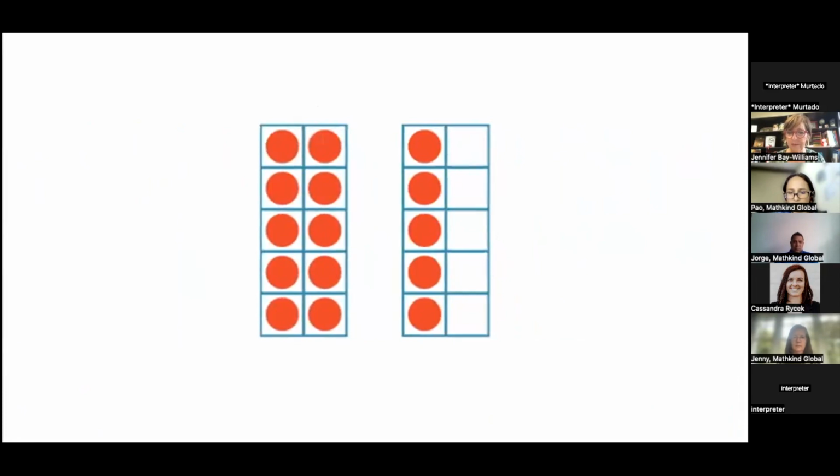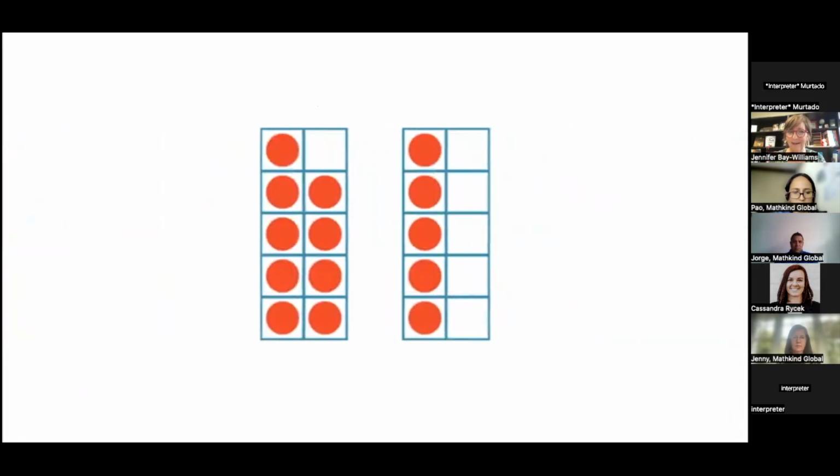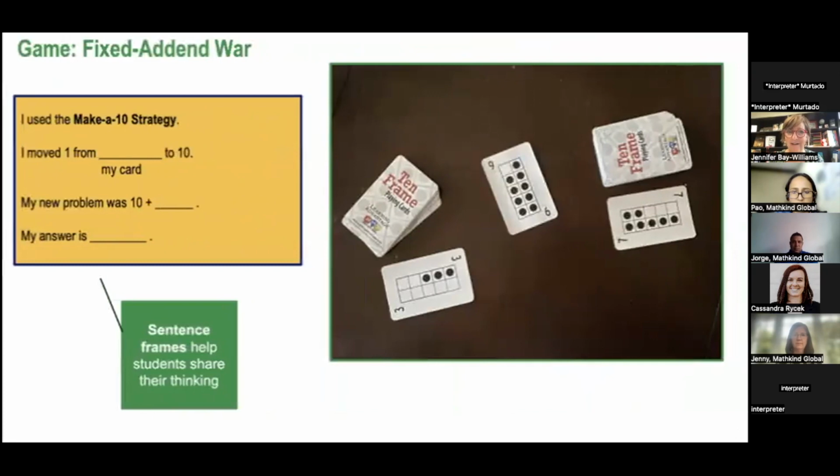So here's one. So we have 10 plus 5, and then 9 plus 5. And then they've made sense of the strategy, but they've only seen a few examples. So it is time to practice. But practice is not a worksheet. Practice can be engaging and fun.